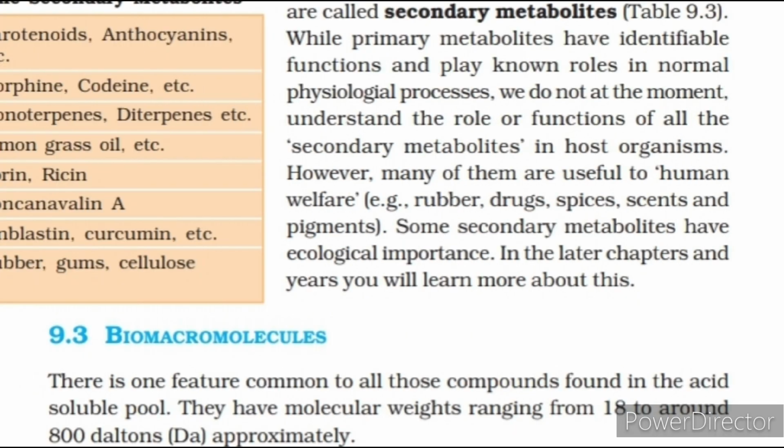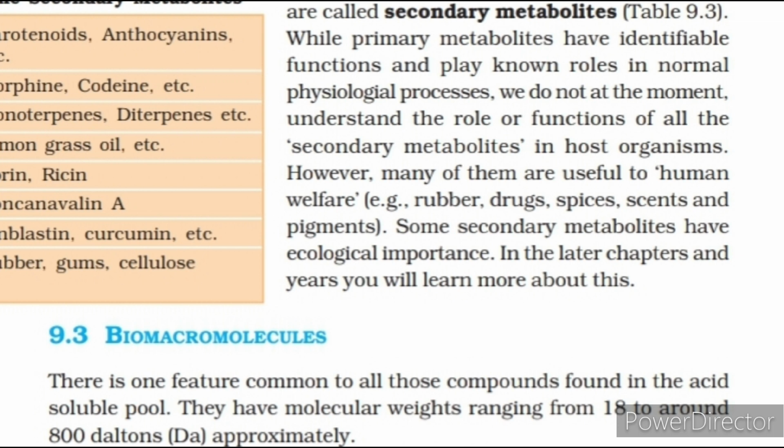While primary metabolites have identifiable functions and play known roles in normal physiological processes, we do not at the moment understand the role or functions of all the secondary metabolites in host organisms. However, many of them are useful to human welfare, example, rubber, drugs, spices, scents and pigments. Some secondary metabolites have ecological importance. In the later chapters and years, you will learn more about this.